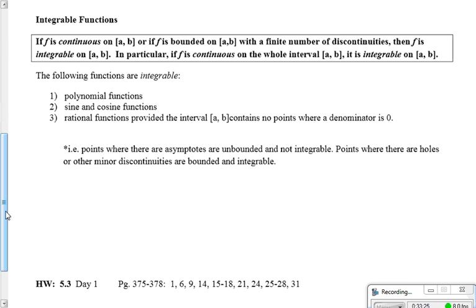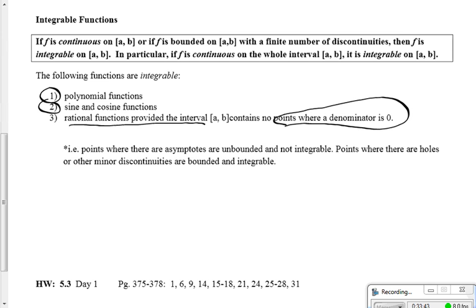I still have a hard time with integrable. Polynomial functions, of course they're integrable. That's what we've been doing for the last couple of weeks. Sine and cosine functions, of course, they're smooth, they're nice. Now, rational functions are also integrable, provided that it doesn't have any points where the denominator is 0. So asymptotes are a bad idea.